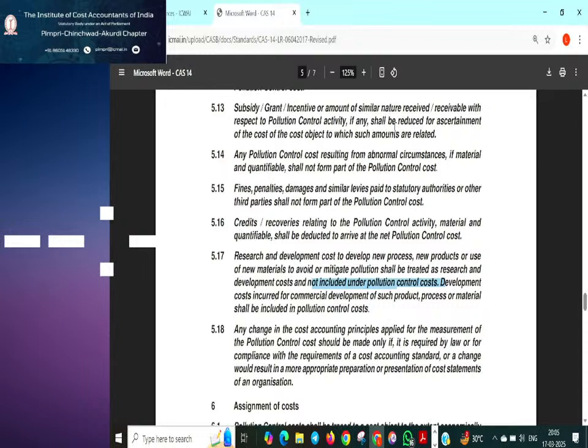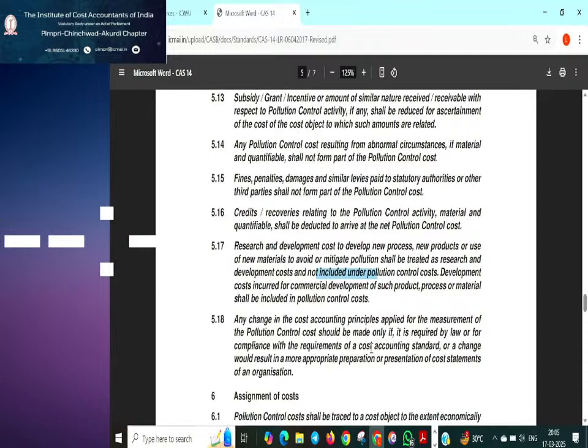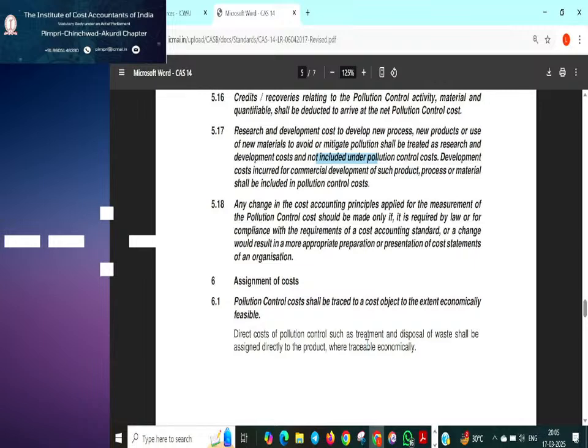Okay, so development cost incurred for commercial development of such product, process or material shall be included in pollution control cost. But whereas if it is for a new process, new product or use of new materials, then it should not be included under pollution control cost. It should be included under R&D. Got it?